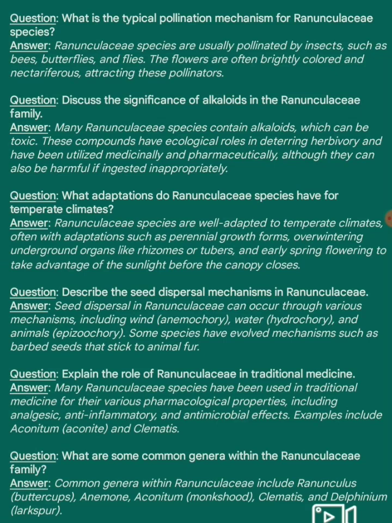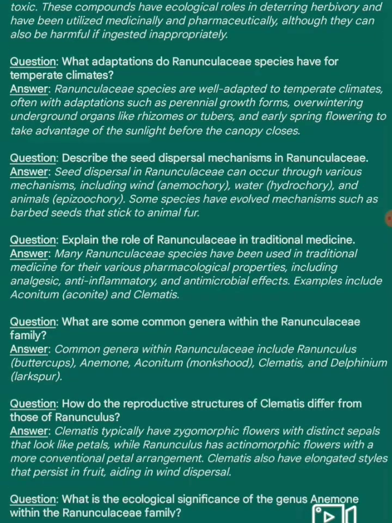Next question. What adaptations do Ranunculaceae species have for temperate climates? Answer. Ranunculaceae species are well adapted to temperate climates, often with adaptations such as perennial growth forms, overwintering underground organs like rhizomes or tubers, and early spring flowering to take advantage of the sunlight before the canopy closes.